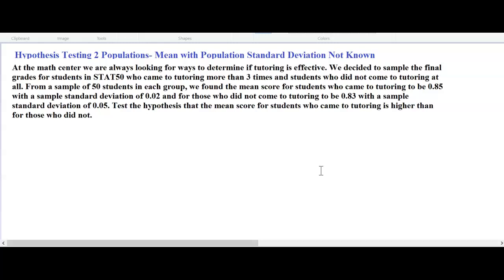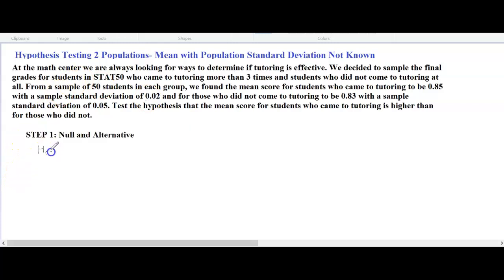From a sample of 50 students in each group, we found the mean score for students who came to tutoring to be 0.85, with a sample standard deviation of 0.02. And for those who did not come to tutoring to be 0.83 with a sample standard deviation of 0.05. Test the hypothesis that the mean score for students who came to tutoring is higher than for those who did not. So step 1 will be to look at the null and alternative hypothesis.